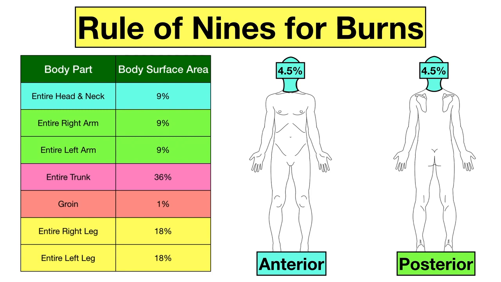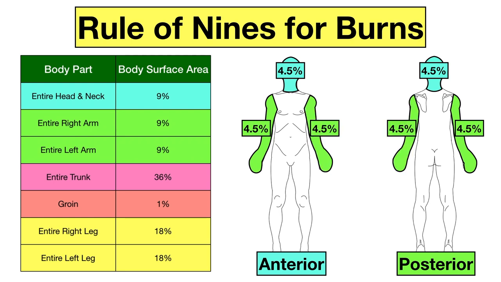The entire right arm is 9%, so the anterior right arm has a body surface area of 4.5%, and the posterior right arm has a body surface area of 4.5%. The left arm is the same, where the anterior and posterior sides each make up 4.5%. The entire trunk is 36%, so the anterior trunk is 18% and the posterior trunk is 18%. You can break down the anterior trunk even more, where the chest is 9% and the abdomen is 9%.